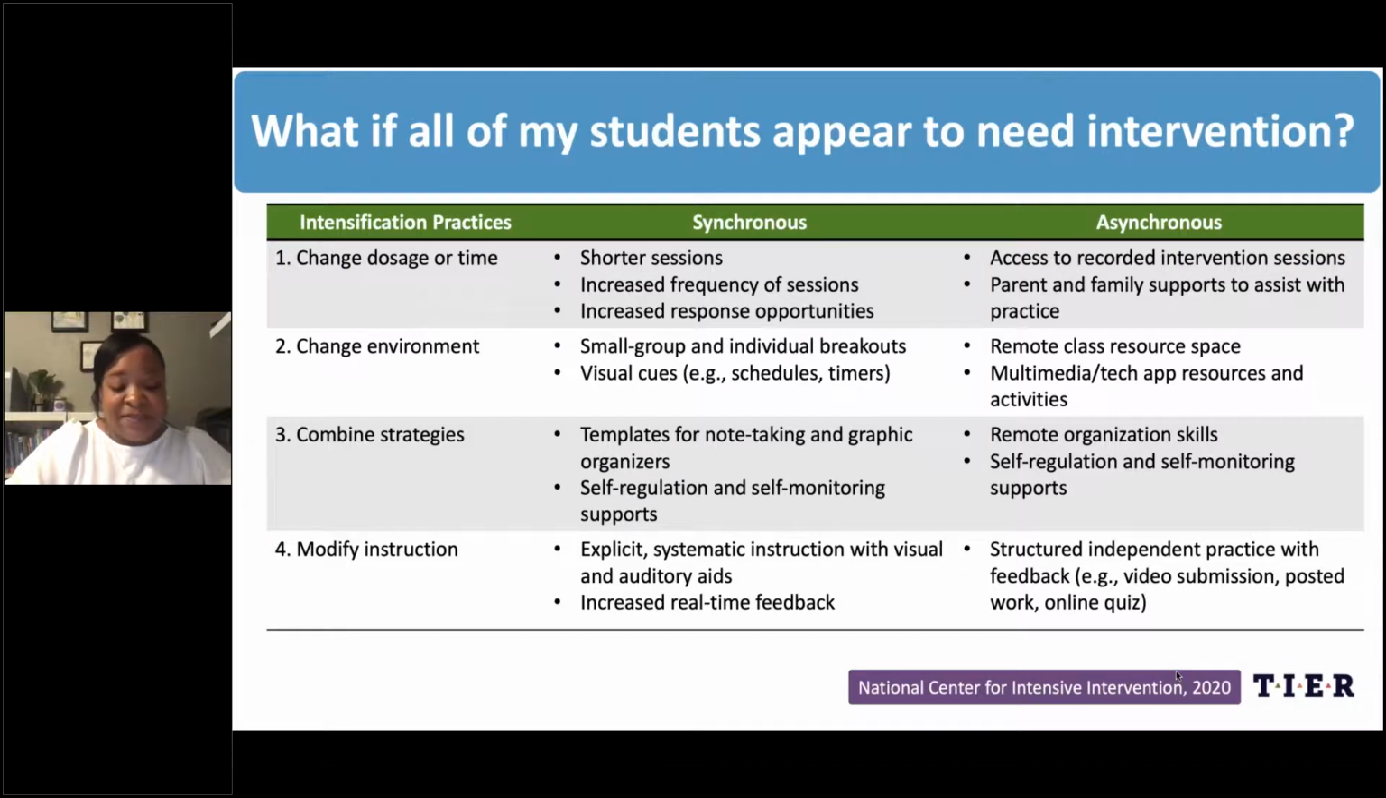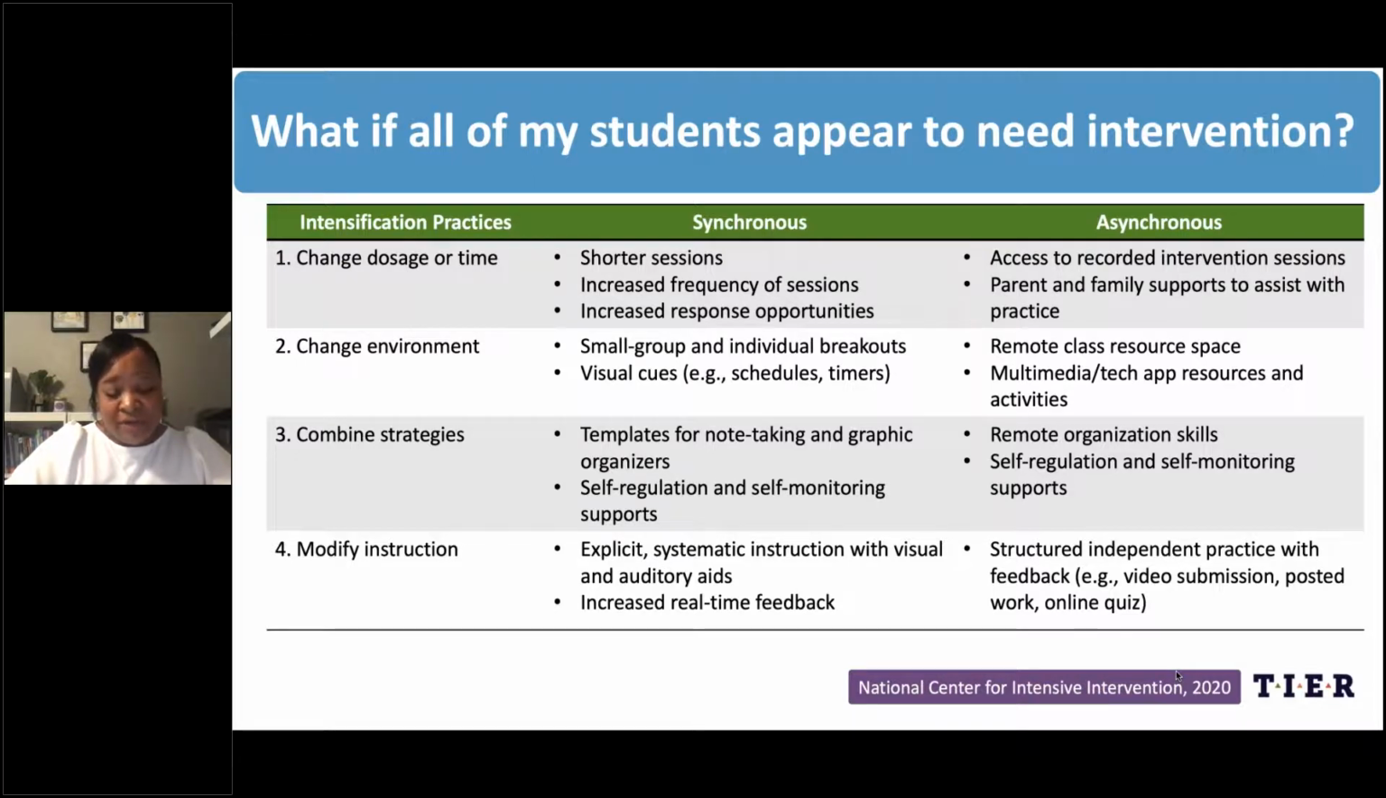This can be done through intensifying instruction using evidence-based practices and class-wide intervention programs. When considering the instructional modalities and intensification practices, we think about changing the intervention or dosage time. During synchronous or real-time intervention, this may include shorter sessions or increased frequency of sessions. You may also increase response opportunities. However, to change the dosage time with asynchronous intervention, you may provide access to recorded intervention sessions or lean on family supports to assist with practice.